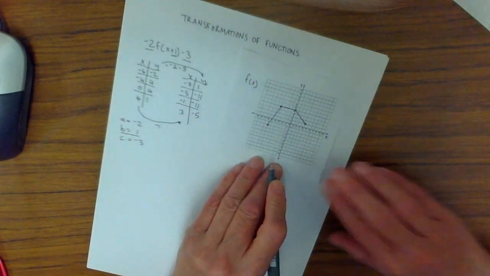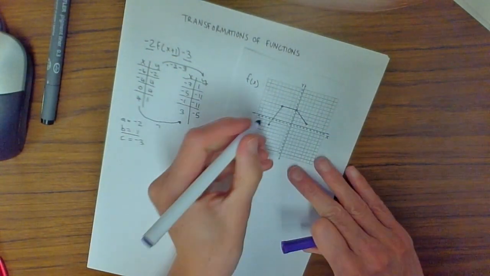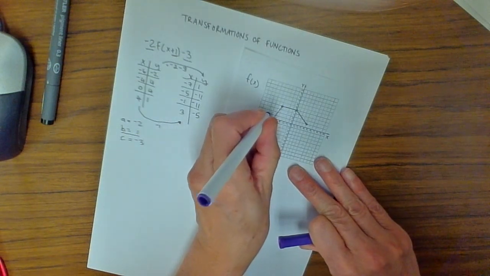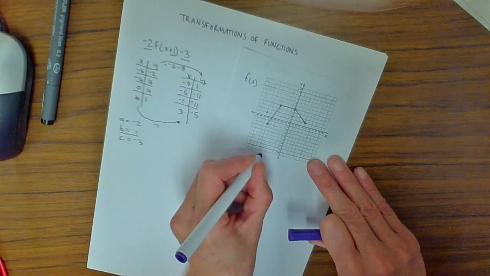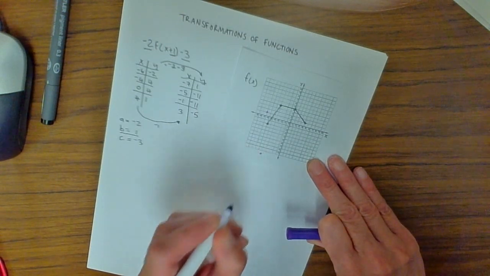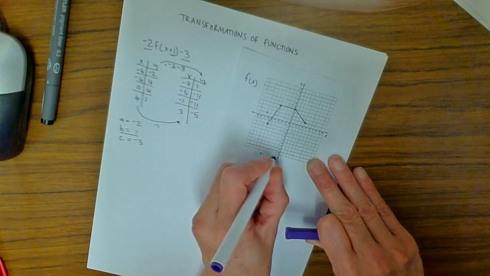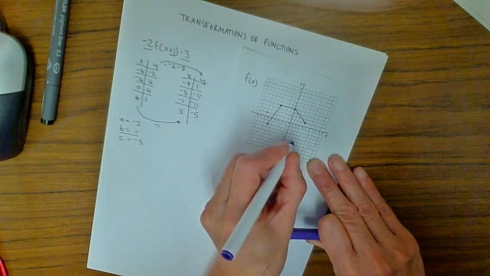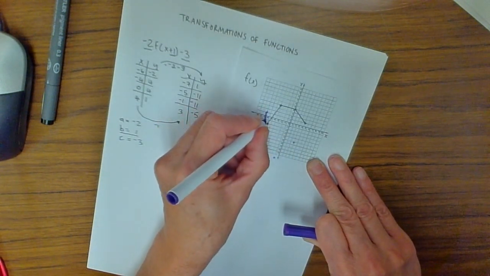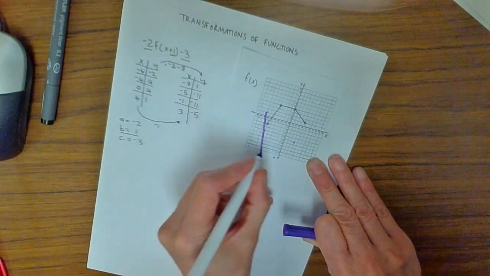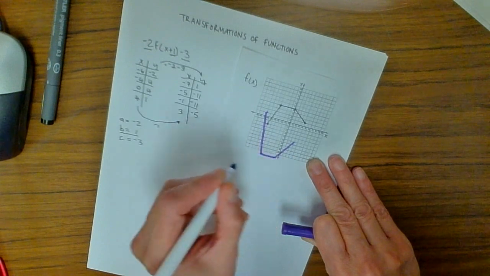Now I'm going to plot these points. Let me do it in purple. So we'll have negative 7, 1. Negative 5, negative 11, just about here, negative 1, negative 11, which is here, and 3, negative 5. So my graph now goes like this. I have a long, a flat, and a shorter up piece.